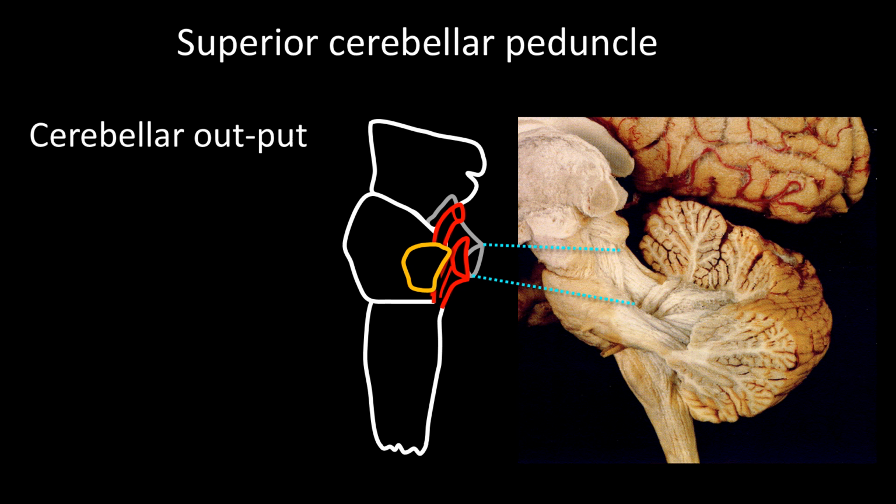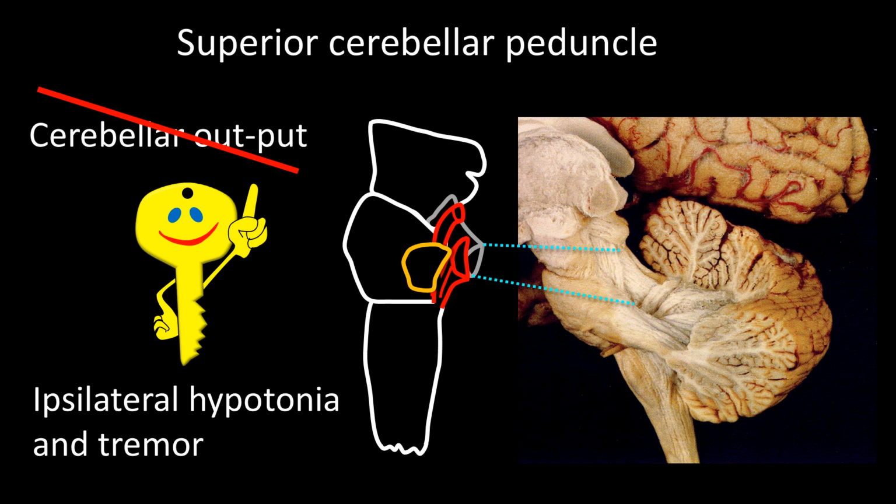This peduncle is made of mostly fibers leaving the cerebellum. Injury to the superior cerebellar peduncle produces ipsilateral findings. The findings are hypotonia and postural tremor when attempting to sustain a position.